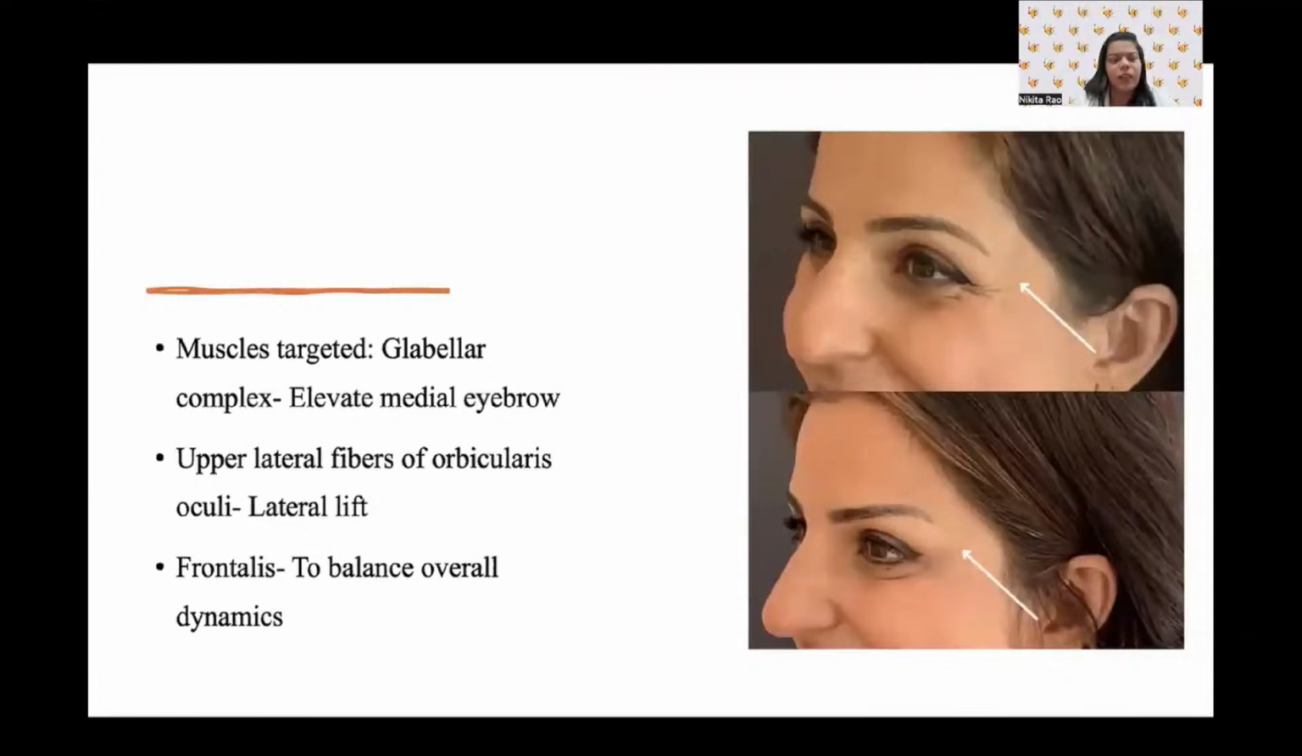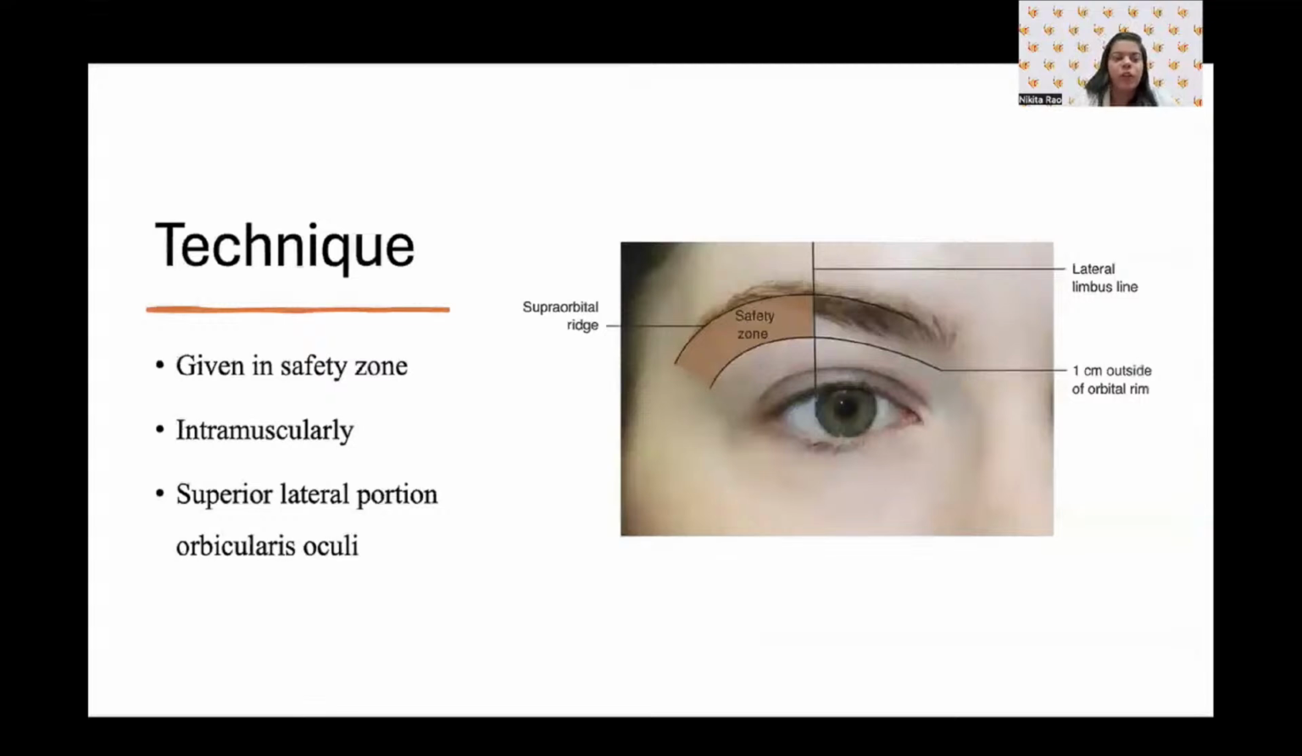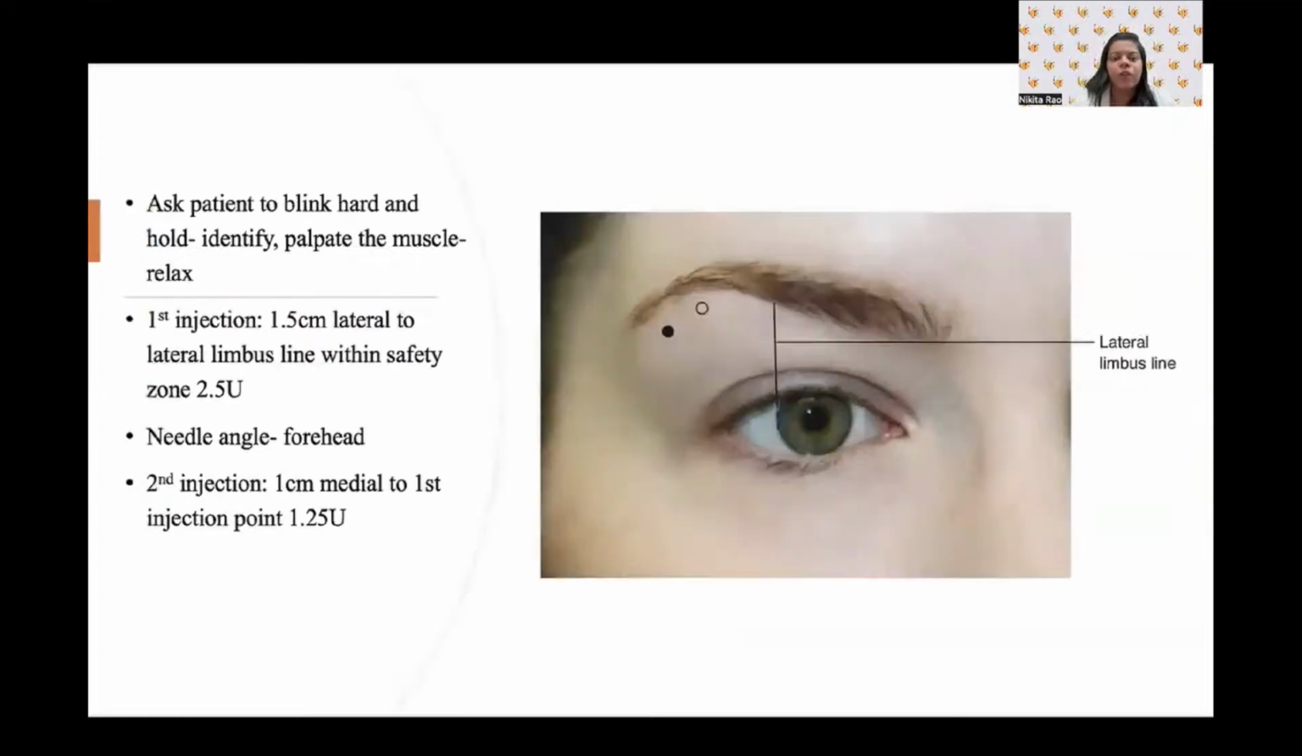The muscles targeted here are again the glabellar complex to elevate the medial eyebrow, the upper lateral fibers of the orbicularis oculi for the lateral lift, and frontalis to balance overall dynamics. Again, it is always given in the safety zone intramuscularly, in the superior lateral portion of the orbicularis oculi. Ask the patient to blink hard and hold, identify and palpate the muscle, and ask the patient to relax. The first injection point is 1.5 centimeter lateral to the lateral limbal line. Within the safety zone, 2.5 units can be given.